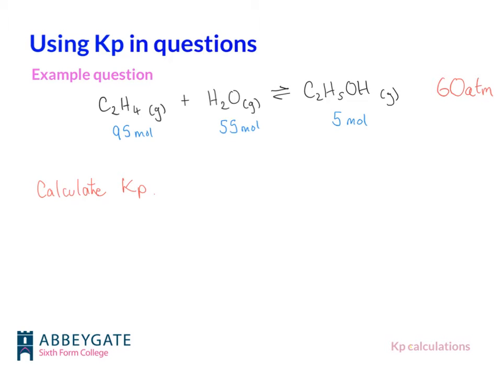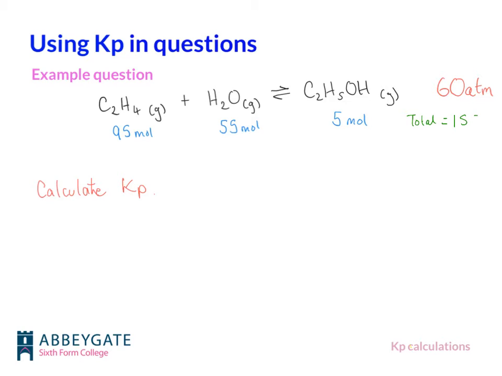We're going to have a quick look at how to calculate Kp using information that you might get given in the question. So this one's a really straightforward question involving the reaction of ethene and steam making ethanol, and I'd like you to press pause and have a go.